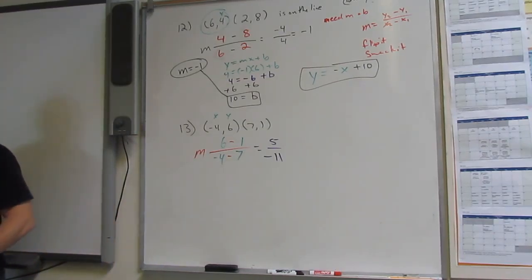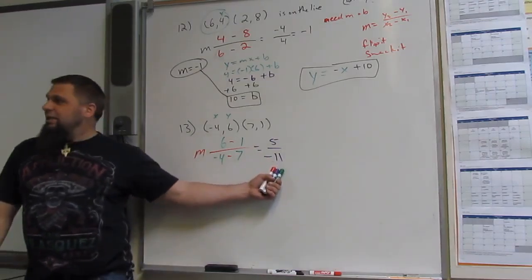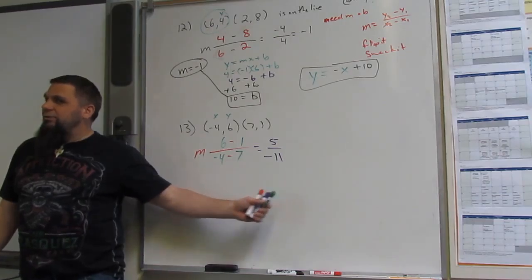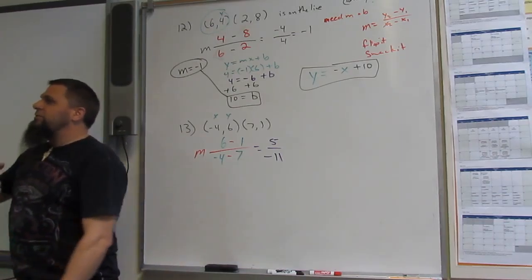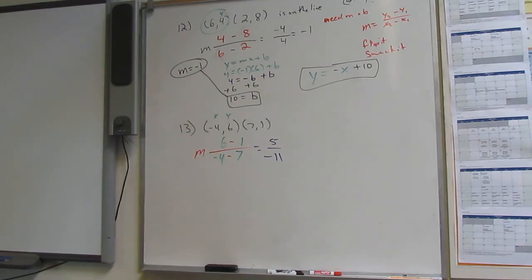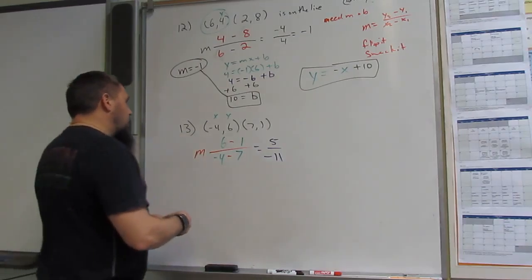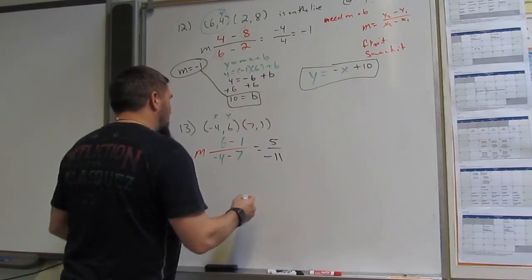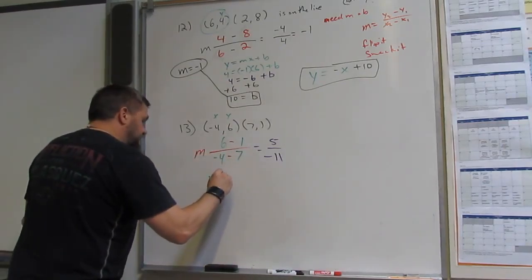Let's say it another way. You need $4, but then you realize you're going to need 7 more. You need 4 and you need 7. You're going to need 11. If you're negative 4 and then you're negative 7, you're going to be a total of negative 11. Does that make sense? That's your m.